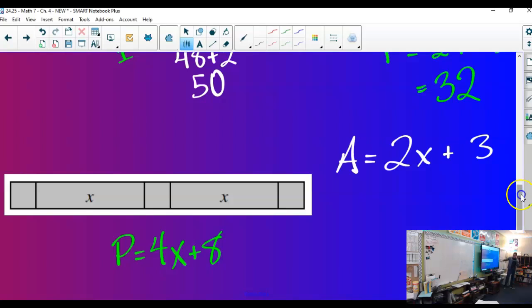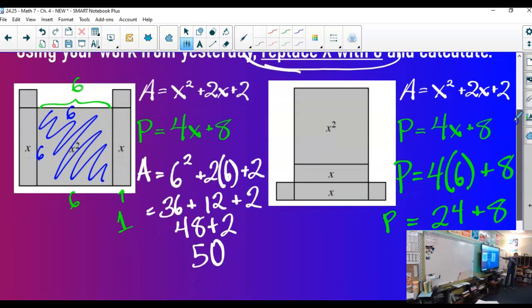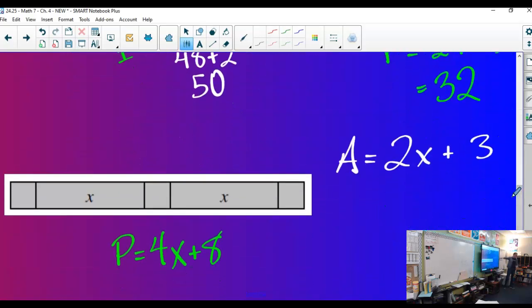Okay, was the area the same? Not even close, right? There's no x squared here. All right, so we have to recalculate the area. Go ahead and do it. What are we replacing x with? 6. Yeah, so just do that again. Do it on your paper. Look up here when you want to check your answer.